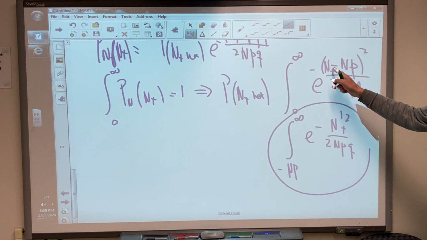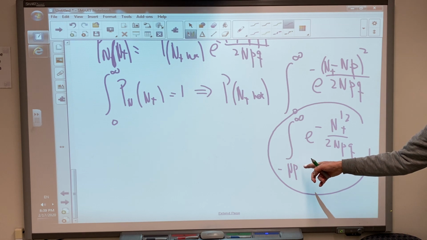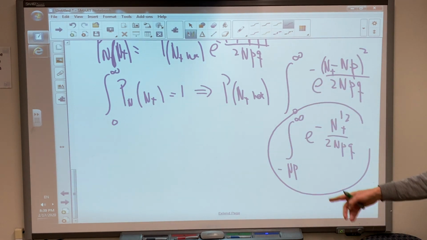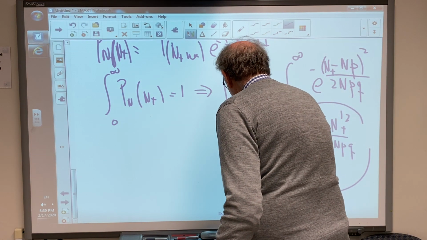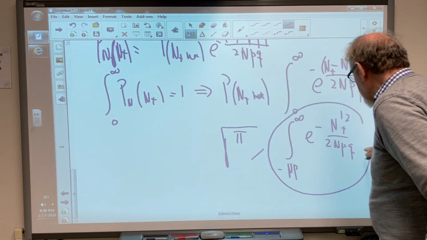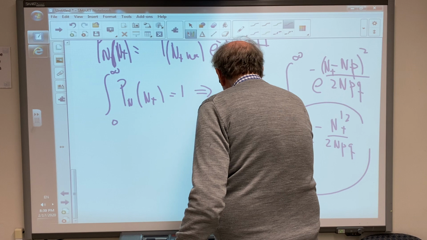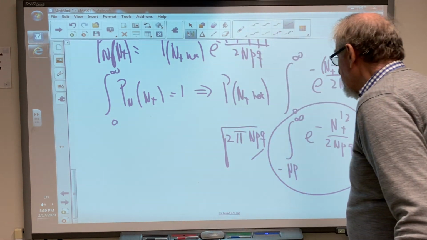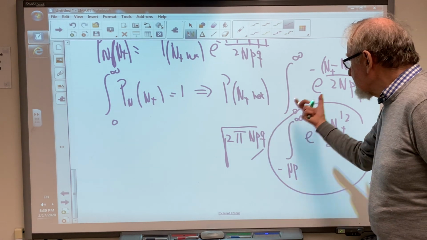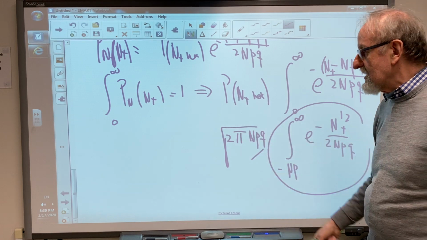So I change the variable, n plus minus np, I call it my variable of integration, which all it does is shift the limit to minus infinity, so now I have a real Gaussian integral and I know how to calculate that. This is the square root of pi over 1 over this, so it's the square root of 2 pi npq. Okay? So there you have it. This is this integral, so the constant of normalization has to be 1 over this.